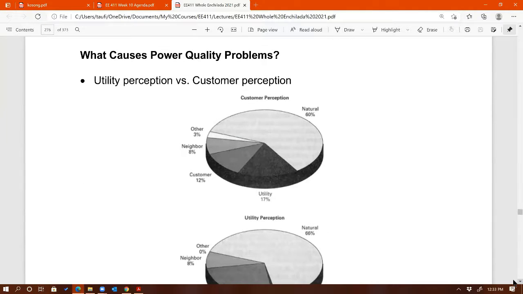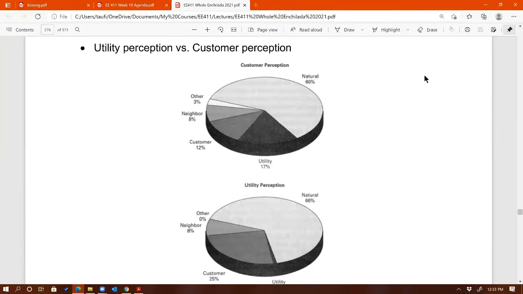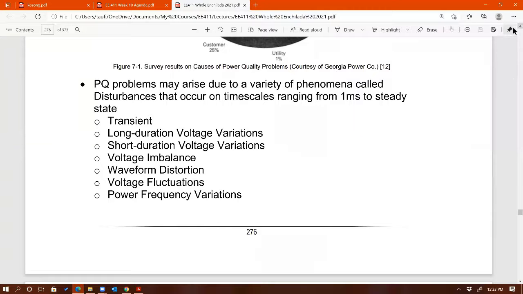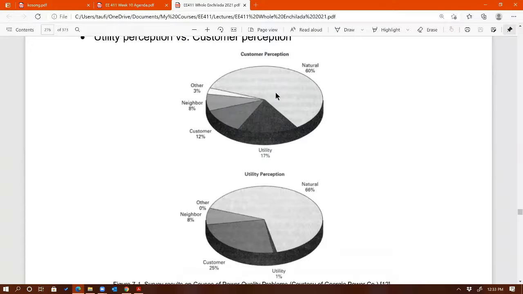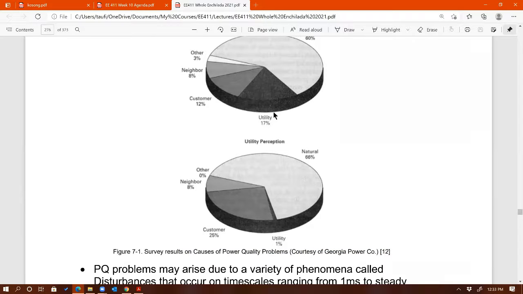So just a couple of interesting graphs to show. I believe this is in Georgia somewhere. Yeah, Georgia Power, they ran a survey to utilities and to their employees, as well as to the public, right, to the customers. And what's interesting to see is that, number one, both customer side and utility side agree that the majority of power quality problems come from natural causes, such as lightning, for example. But what they disagree on is this, I believe, yeah, right there.